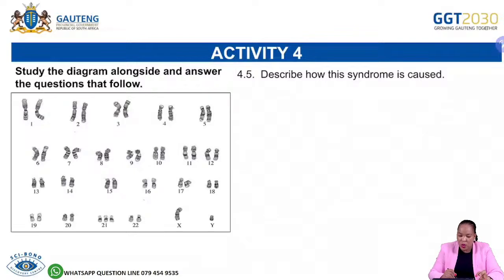Then we come to question number 4.5. This is the one that we said we will do together. Describe how this syndrome is caused. So you need to be able to play with your words here, so that whatever you write makes sense to the person who is going to mark. Make sure that you collect marks on the correct point. I know most of you understand the story of how it came about, but you need to be able to articulate that and write it.